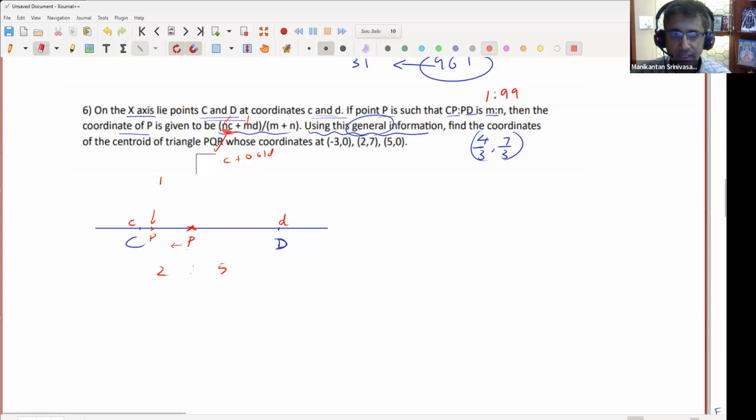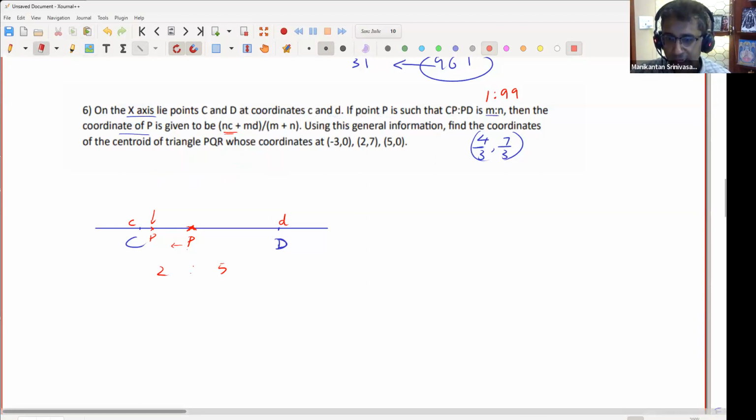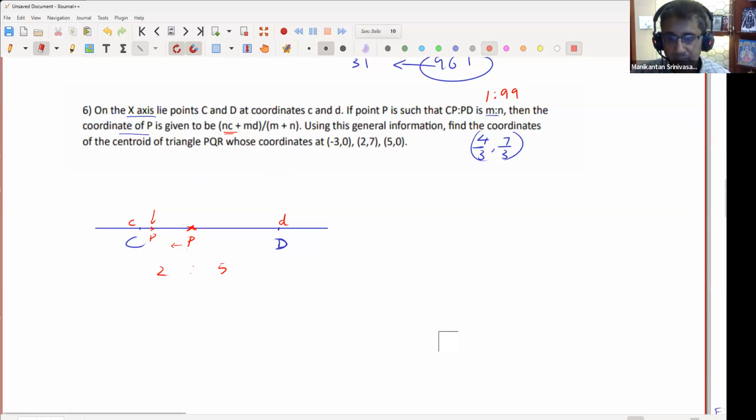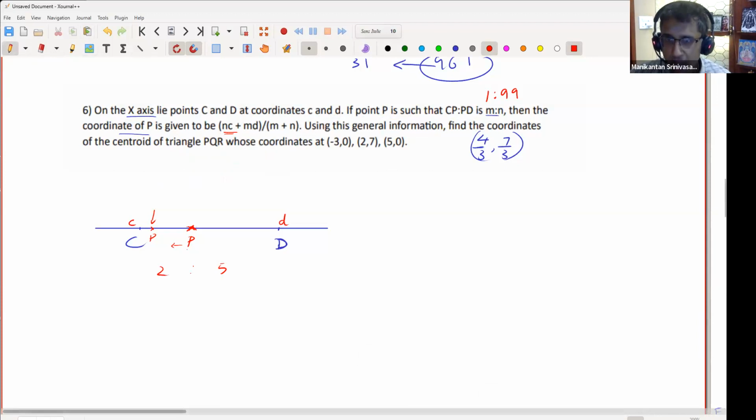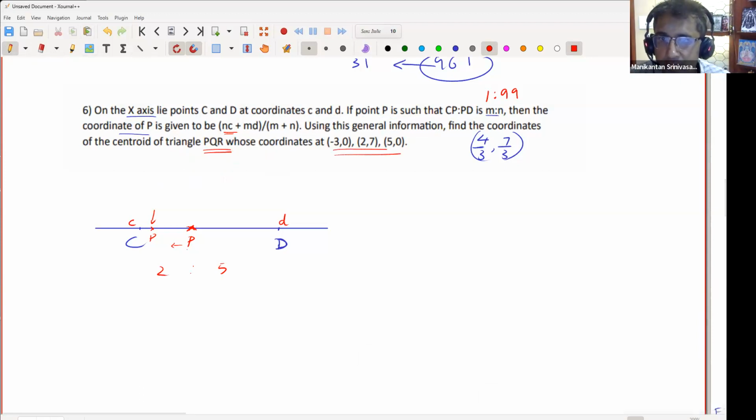So this is general information of how the splitting ratio works. This is true for any line, doesn't have to be the x-axis. Now in this problem, find the coordinates of the centroid of the triangle PQR whose coordinates are given. So let's draw a triangle PQR. Let's draw the axis first.